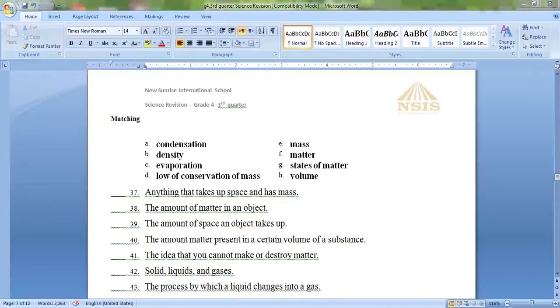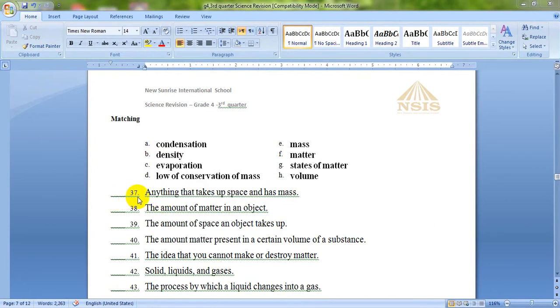Good morning, grade 4. We will start with question number 35 to complete the science revision sheet for the third quarter. Let's start. Here you have 8 options from which you will write the best letter next to the definition or the sentence.